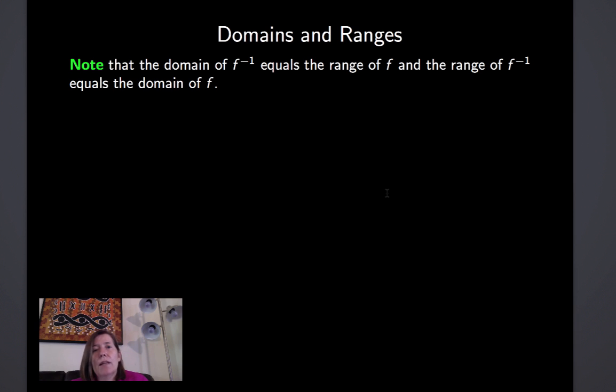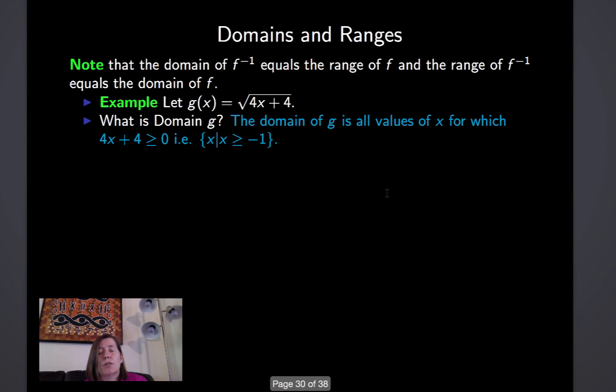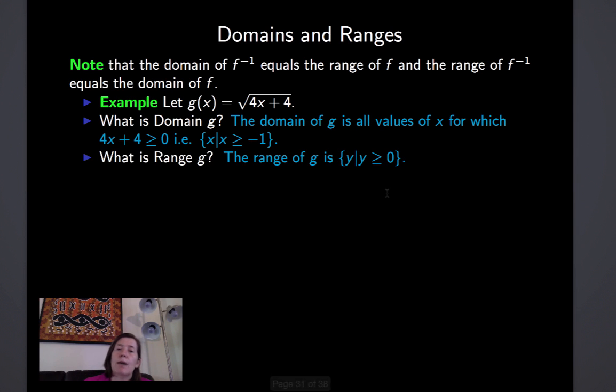Note that the domain of f inverse is the range of f and vice versa. Let's look at the function g of x equals the square root of 4x plus 4. Remember, we've already established that this is a one-to-one function, so it should have an inverse. And its domain is going to be all x so that 4x plus 4 is greater than or equal to 0. And so it's going to be all x so that x is bigger than or equal to minus 1. And the range is going to be the same as the range of the square root function, which is all y values where y is bigger than or equal to 0.